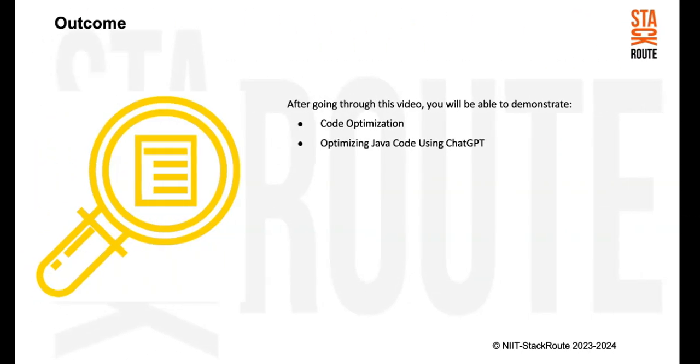So let's get started. By the end of this video, you will be able to demonstrate code optimization and optimizing Java code using ChatGPT. We'll show you how to leverage the power of this AI model to write cleaner, faster, and more efficient code. So let's begin this session with understanding what is code optimization.